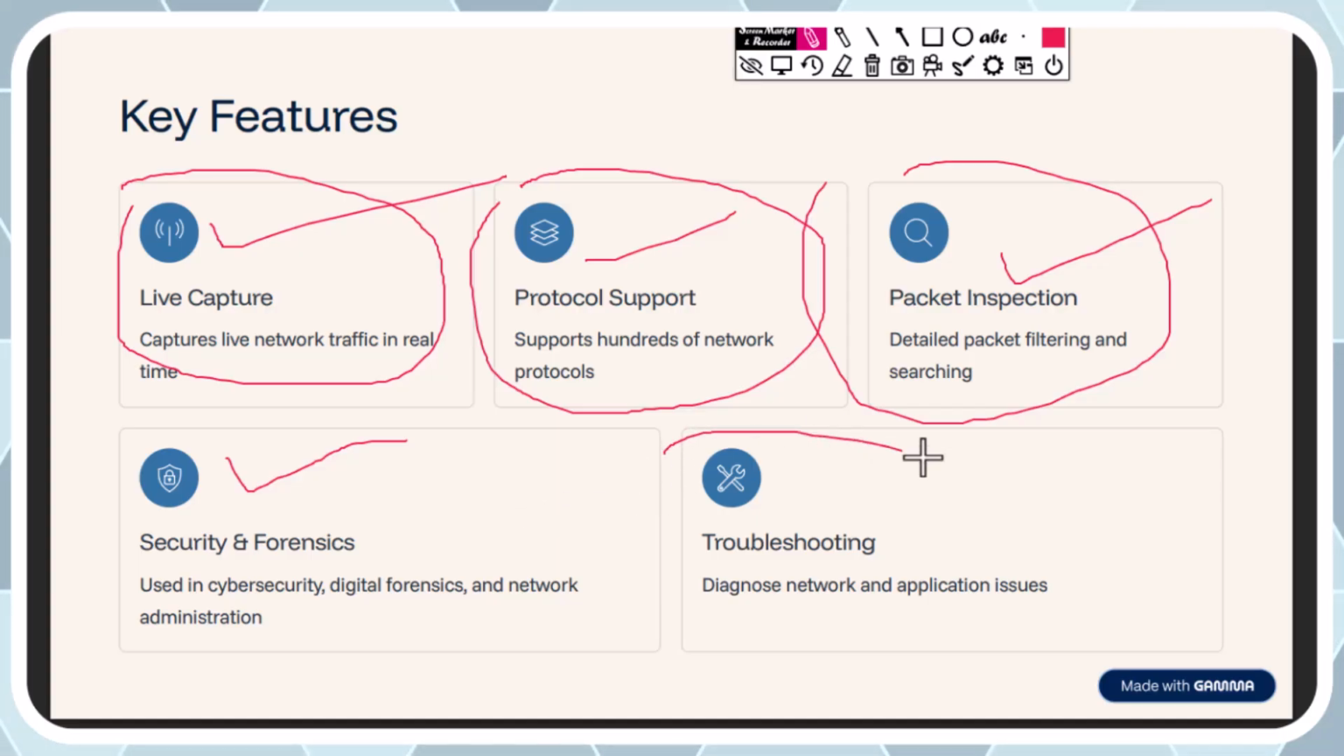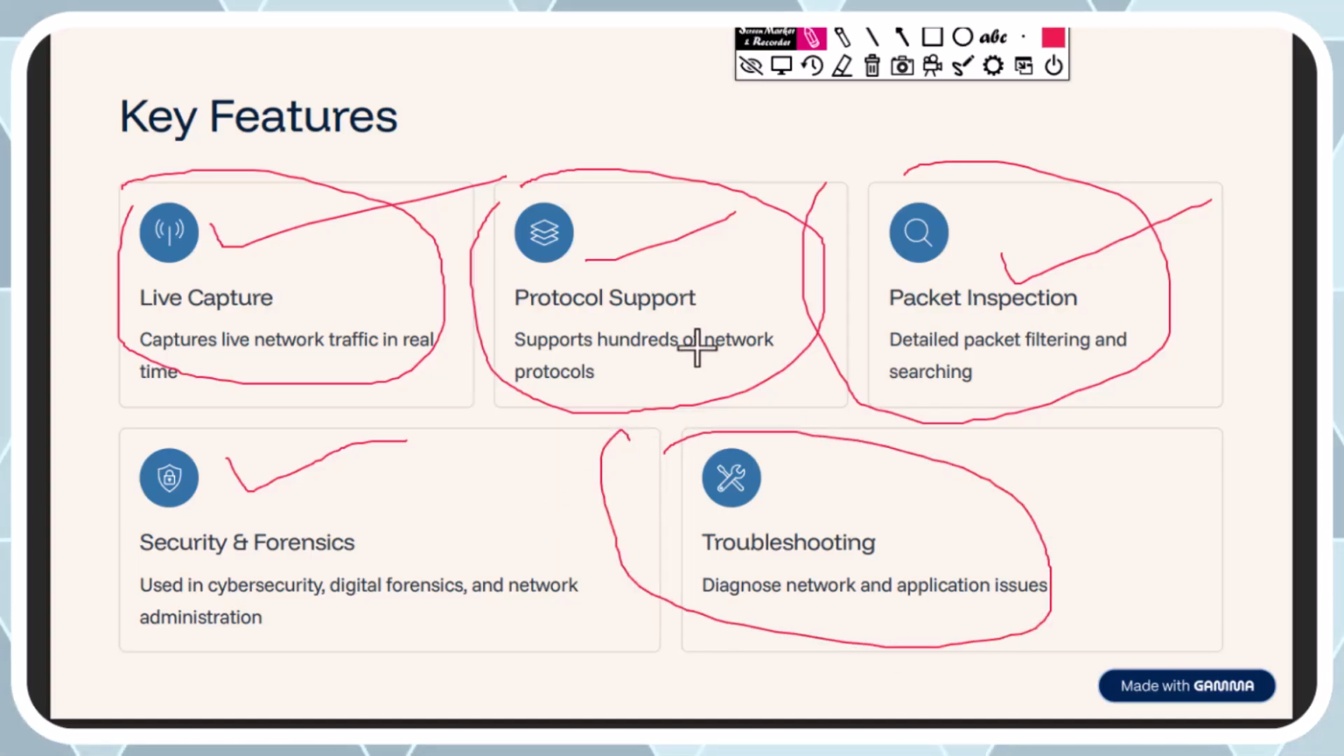The fourth is troubleshooting. If your network is not working properly, or if you want to track specific packets of a related protocol, you can use Wireshark. It diagnoses network and application issues. This is the main use of Wireshark.